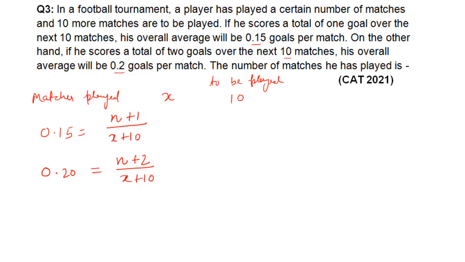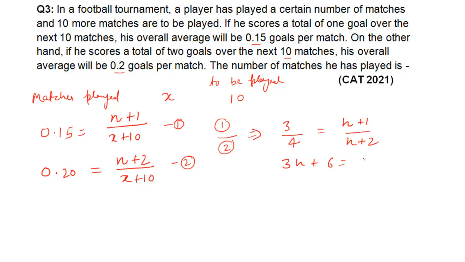And obviously if you divide the first equation by the second one, it will give you 3 by 4 is equal to n plus 1 divided by n plus 2. So that will give me 3n plus 6 is equal to 4n plus 4, or I get here n is equal to 2, right? So that means he has made 2 goals earlier, n is equal to 2, and what has been asked is the number of matches he played.